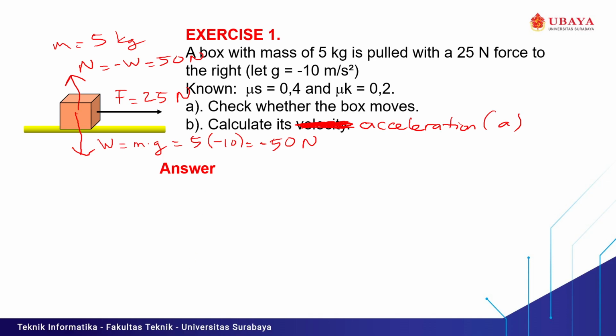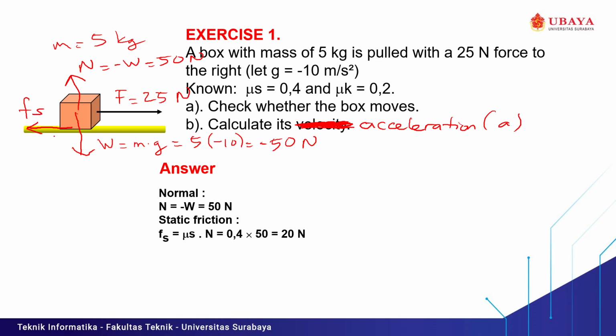Now we have more information from the known values. Then we can calculate the static friction Fs. Fs equals mu s times N. Mu s we know is 0.4, and the normal force is 50. Then we get the static friction is 20 Newtons.